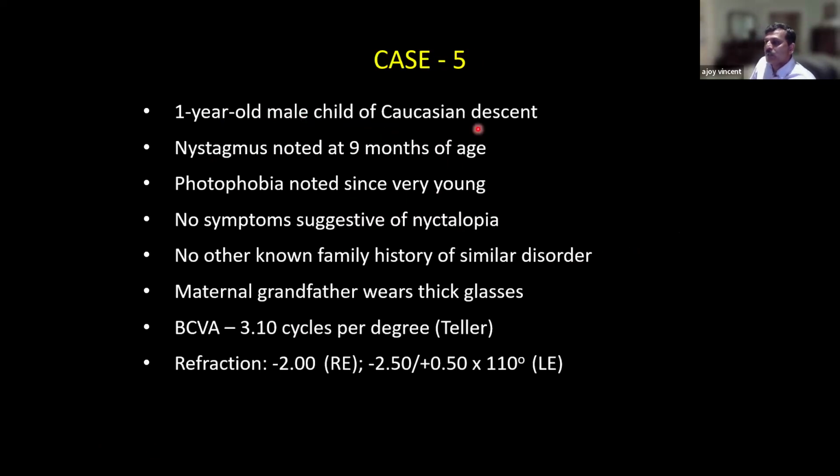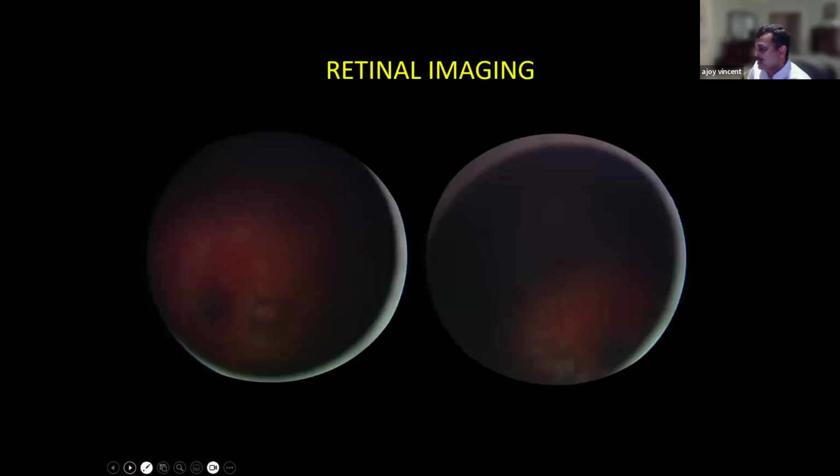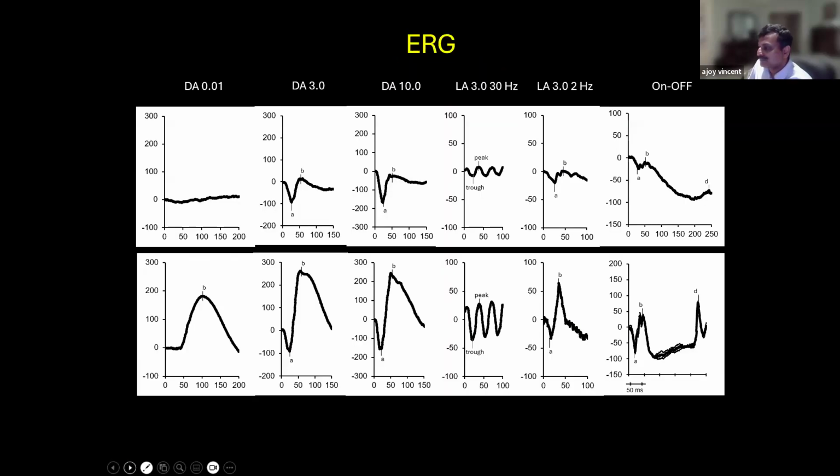Now let's go to case 5. Case 5 is a 1-year-old male of Caucasian descent. Again, has history of nystagmus and photophobia. The vision is slightly reduced, and there is a myopic refractive error at this young age. There are only some RetCam images, but the fundus photos are largely normal for the skin color. Now let's look at the ERGs here.